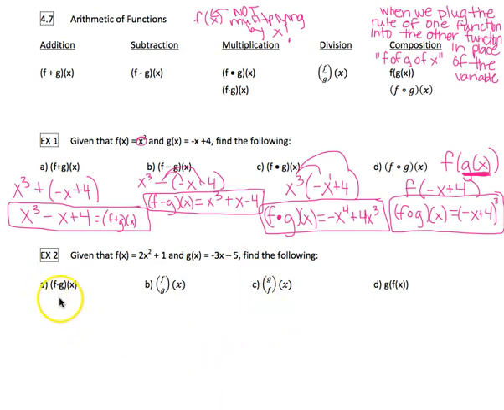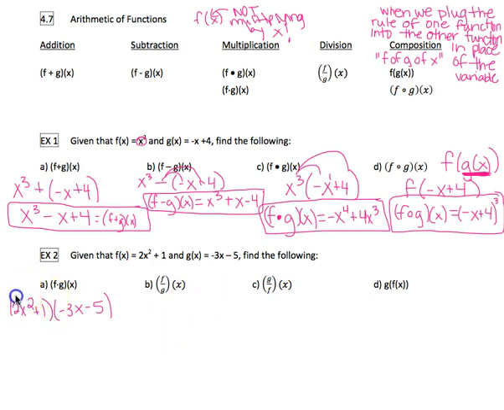So A, we've got the little multiplication dot, so this is to multiply. So we've got 2x squared plus 1 multiplied times negative 3x minus 5. Now, unlike in example 1, these are both binomials. So that means that we're going to need to FOIL here.